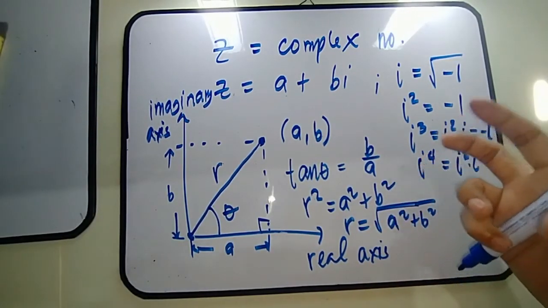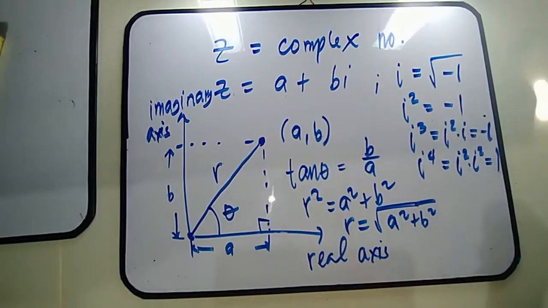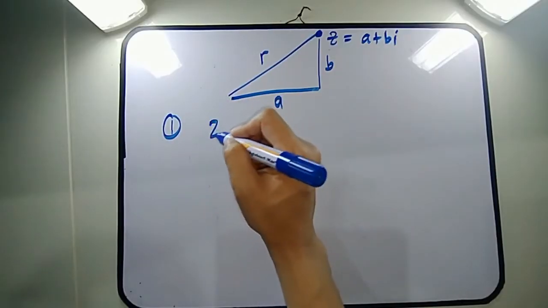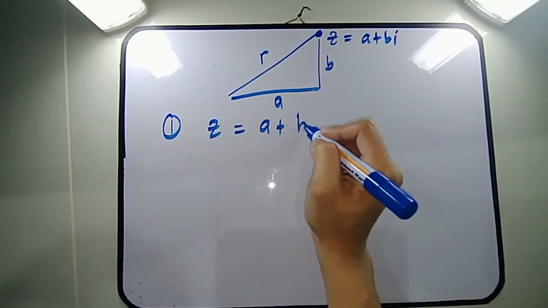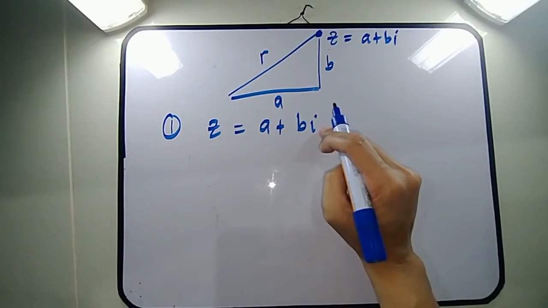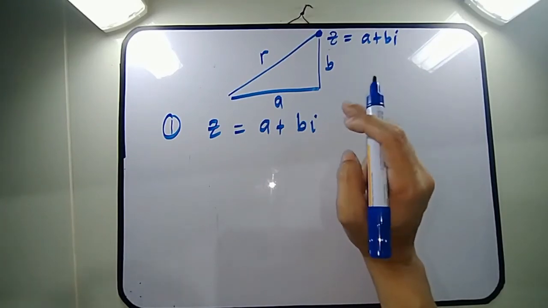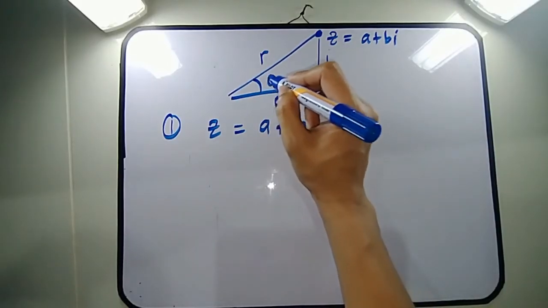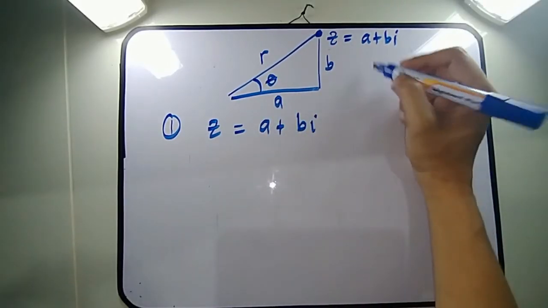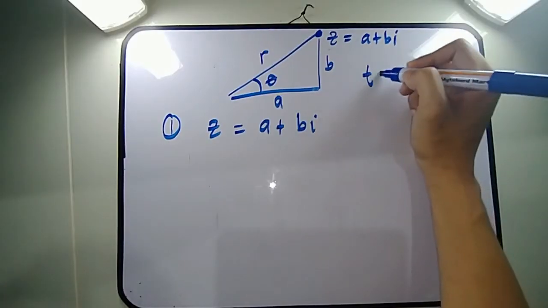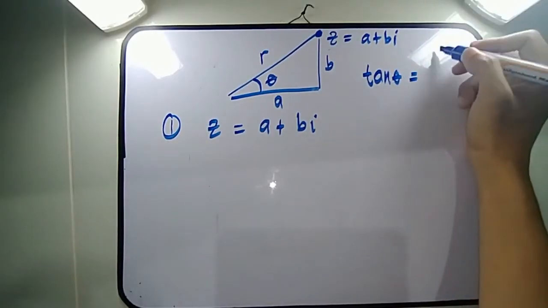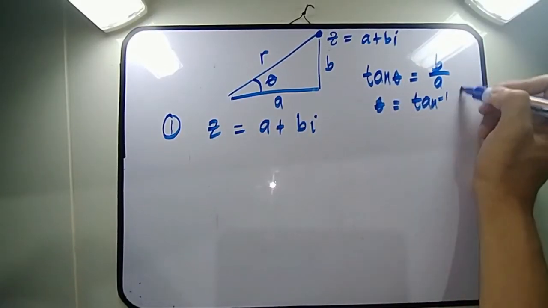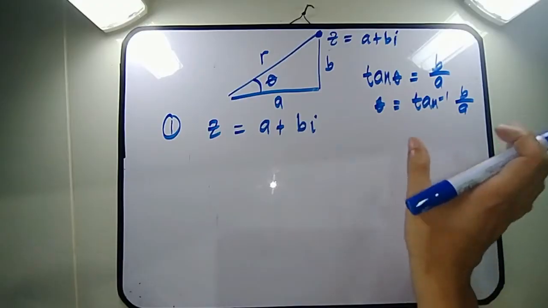So let's derive the forms of a complex number. The first form is the rectangular form. Z equals A plus Bi. Sometimes i is also denoted as j, but here let's use the letter i for imaginary. The angle here, our amplitude or argument, is given by tangent theta equals B over A. Therefore, theta is just equal to arctan of B over A. That's one of the fundamental properties.